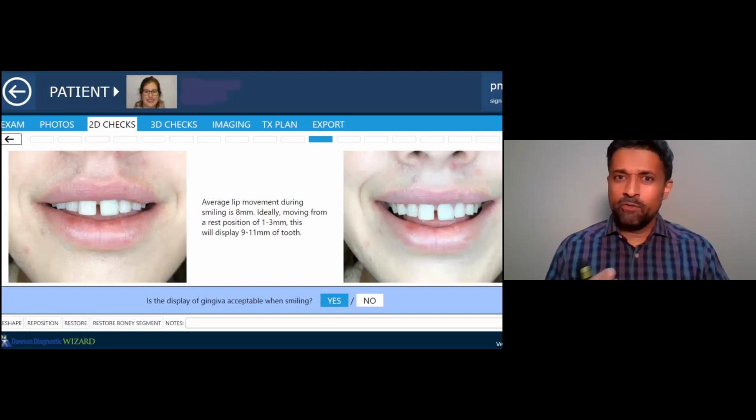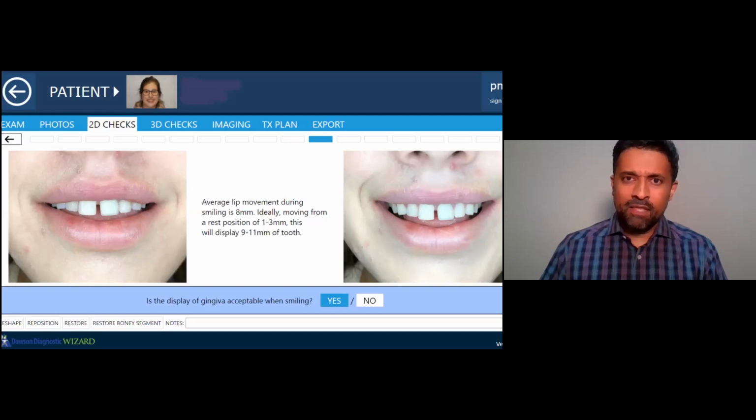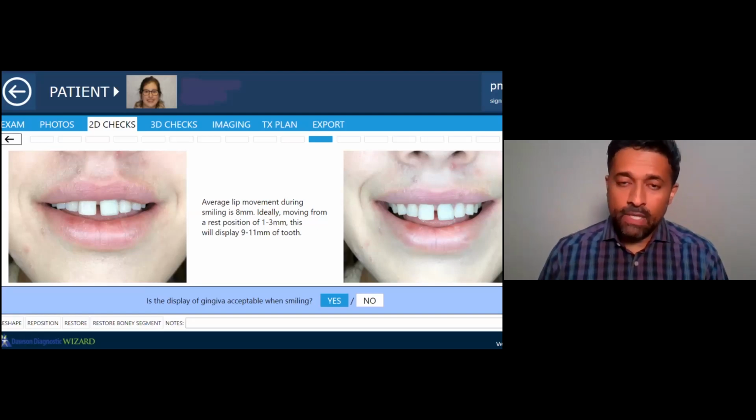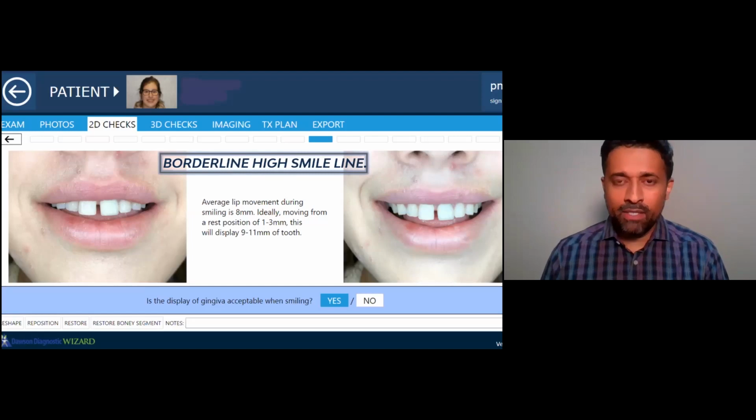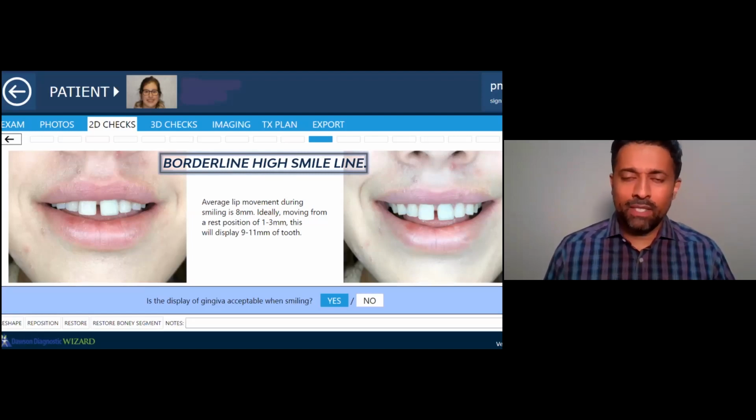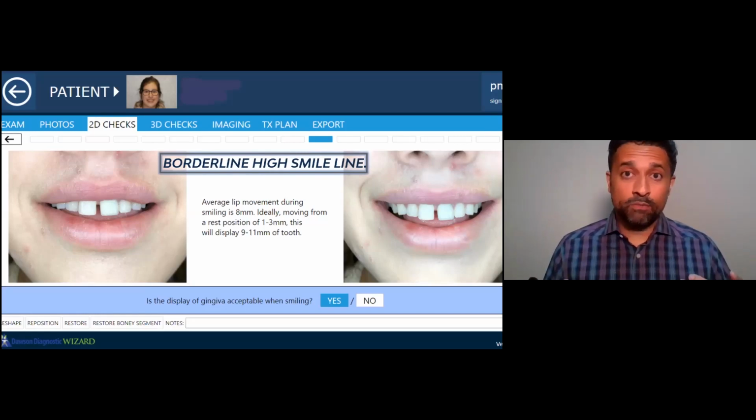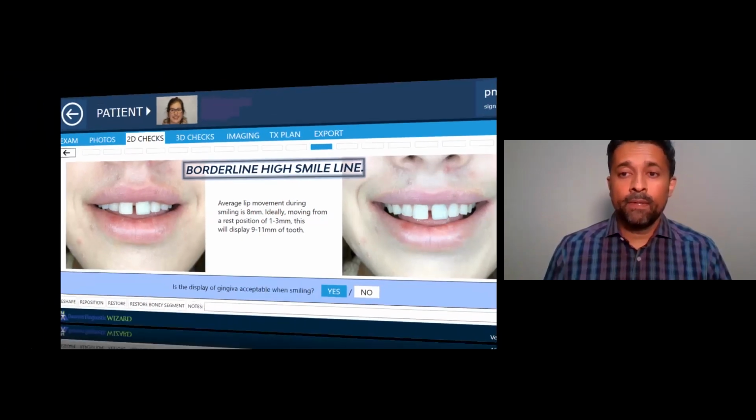Okay, so average lip movement is about 8 millimeters. Anything beyond that, where you're showing the gums and showing that gummy smile, becomes a major concern, especially when you're looking at the gingiva, which is the framework for the art. For her, she's a borderline high smile line. One thing to caution you, if you have a patient who has a borderline high smile line, when they're actually happy with their smile, they might smile even higher. Just be aware of that, okay?